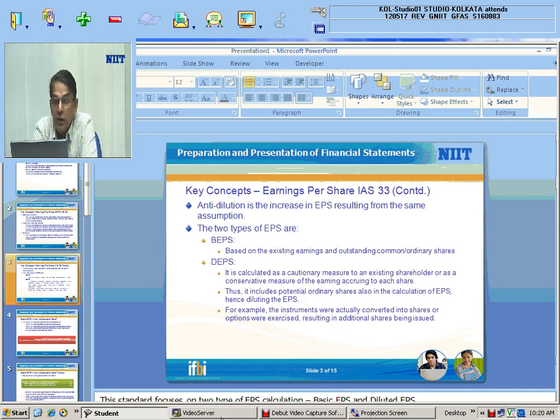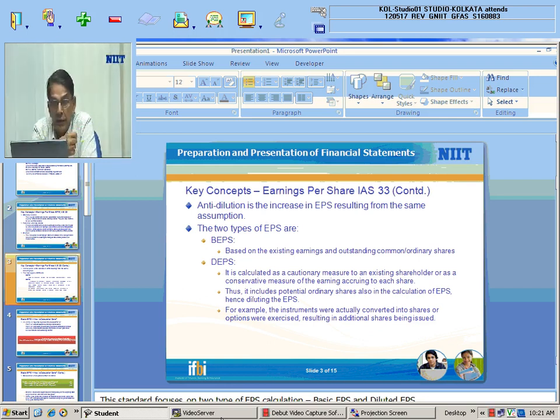So for calculation of DEPS, not only the outstanding common or ordinary shares will be taken into account in the denominator, but also the potential ordinary shares will be added for calculating the EPS or for diluting the EPS. The standard basically focuses on two types of EPS calculation, and both types of EPS calculation have to be reported through the financial statements. The standard focuses on two types of EPS calculation, basic EPS and diluted EPS.